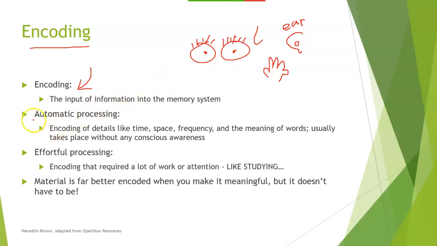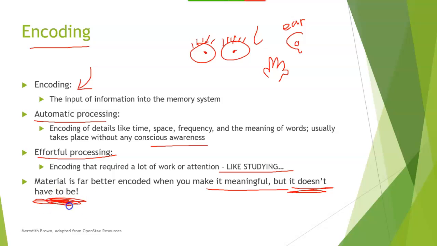So we do different types of encoding. There's automatic processing. This is encoding of details like time, space, frequency, and the meaning of words. It usually takes place without any conscious awareness. It just happens. But then there's effortful processing. This is encoding that requires work, for example, studying. Material is far better encoded when it's meaningful to you, but it doesn't have to be. People say you can't remember stuff unless it means something to you. Well, it doesn't have to be specifically meaningful.